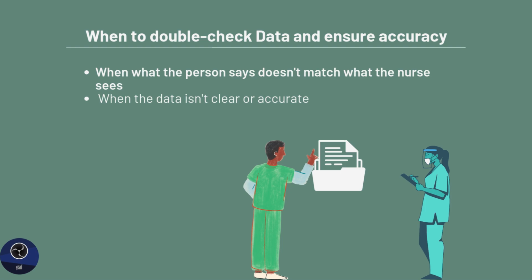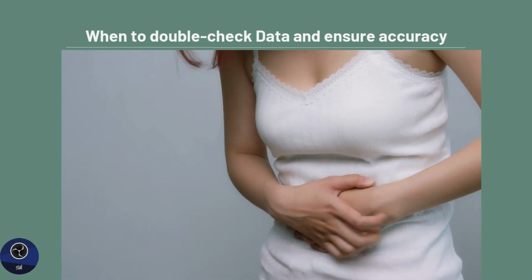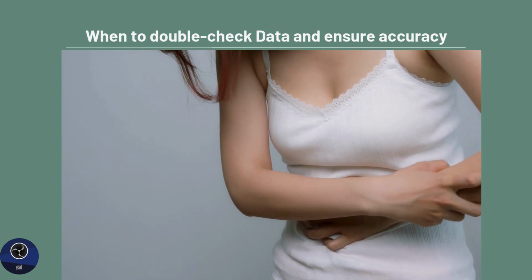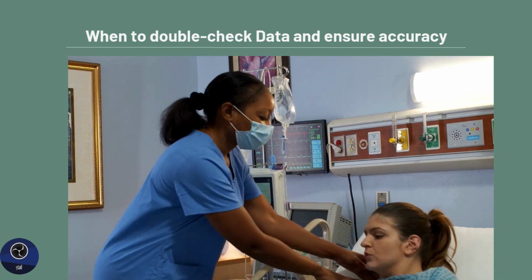It's important to validate data when there's discrepancies, when the information just doesn't look right. For example, there's a discrepancy between what the patient says and what you as a nurse have observed, or when the data lacks objectivity. For example, let's say the patient says they feel fine, but their body language suggests otherwise, like they're grimacing or holding on to a body part, but yet they say they feel fine.